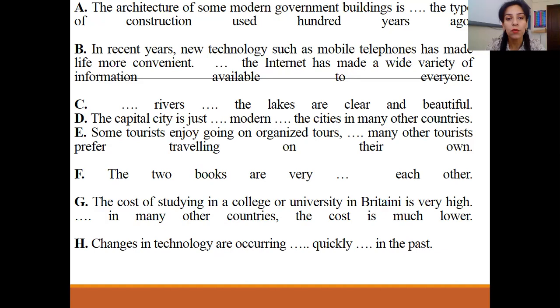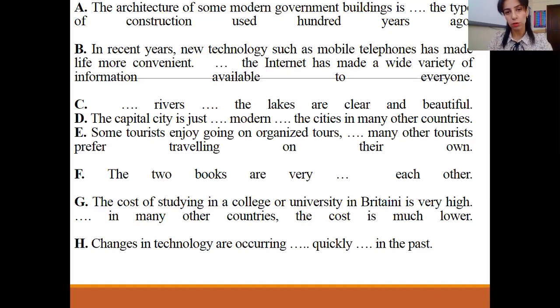So now let's fill in these blanks with you, dear students, with comparative and contrastive structures or transitions. The architecture of some modern government buildings is similar to the type of constructions used 100 years ago. In recent years, new technology such as mobile telephones has made life more convenient. Likewise, the internet has made a wide variety of information available to everyone.